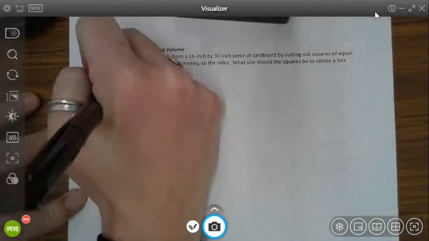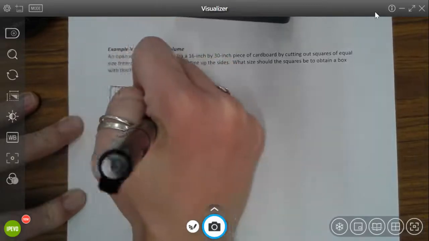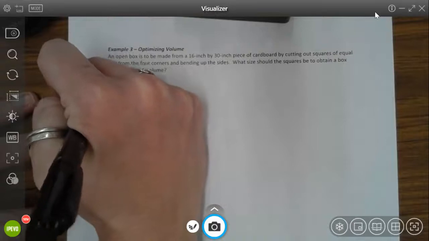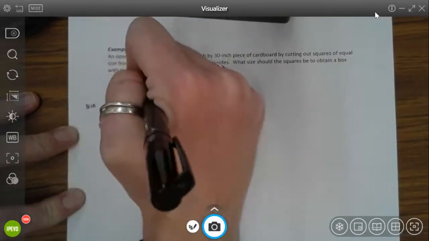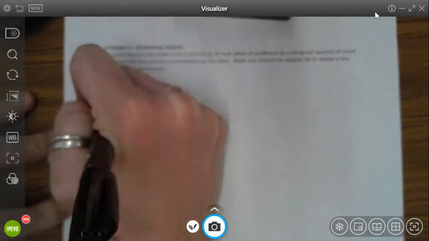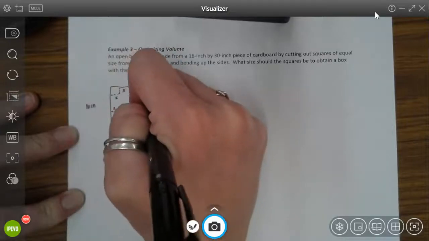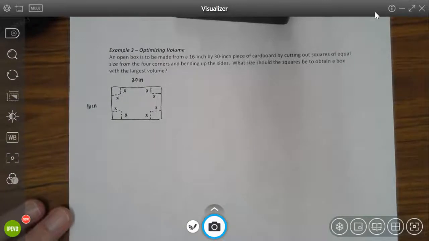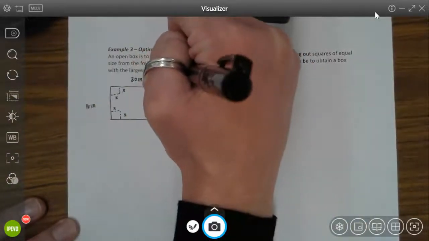So I'm going to draw myself a little sketch here again. My length's 30 inches, my width 16 inches, and we want to get rid of the corners. So I'm going to dot those lines in, and we know that those dimensions are what we're looking for. We don't know how big these corners are that we want to cut out. What we know is that we are looking to maximize volume.